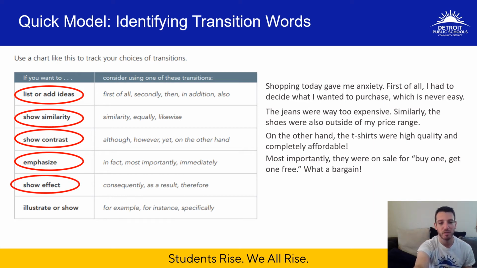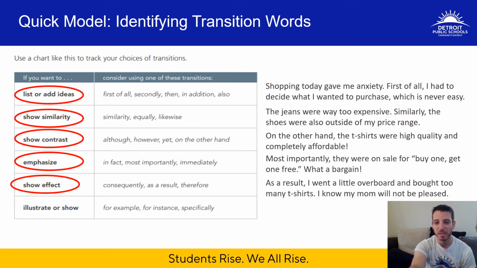The fifth category is show effect. Sometimes there are things that cause other things to happen, like a cause and effect relationship. And so these transition words or phrases show that one thing caused the other thing. The examples here are consequently, as a result, and therefore. For example, as a result, I went a little overboard and bought too many t-shirts. I know my mom will not be pleased. So I'm talking about how there was a huge bargain here, that there was a buy one, get one free. But I'm saying that because there was a buy one, get one free deal going on, as a result of that, I went overboard and I bought way too many t-shirts, which is going to make my mom mad at me. So I had to use a show effect transition word or phrase, so I chose as a result.